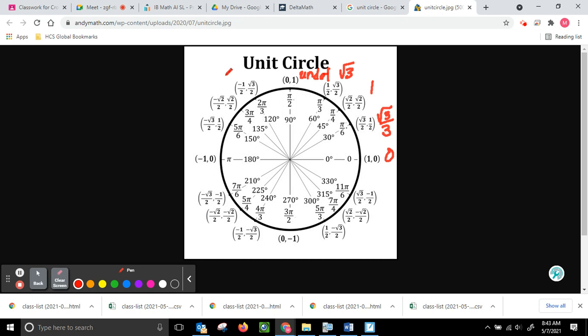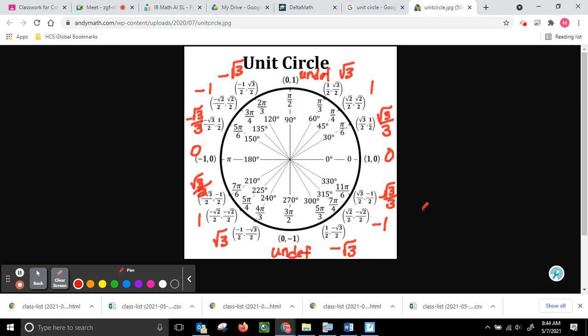All right, so this would be negative square root of 3, negative 1, negative square root of 3 over 3, 0, positive square root of 3 over 3, positive 1, positive square root of 3, undefined again, all right, negative square root of 3, negative 1, negative square root of 3 over 3.